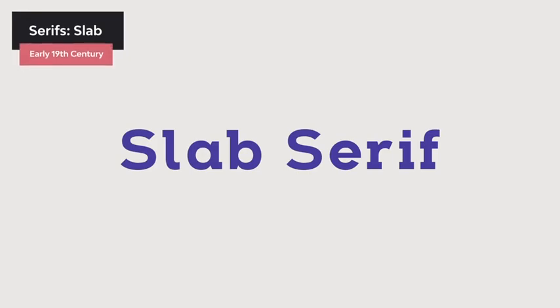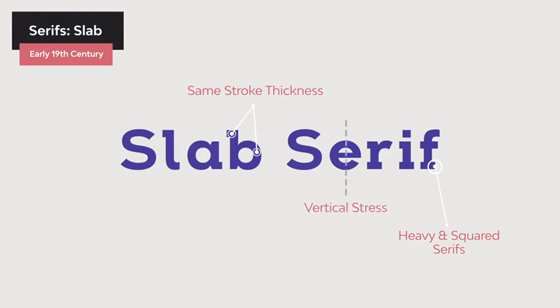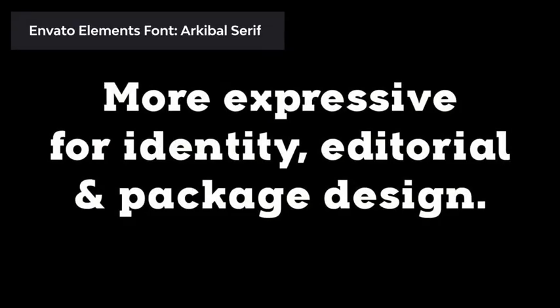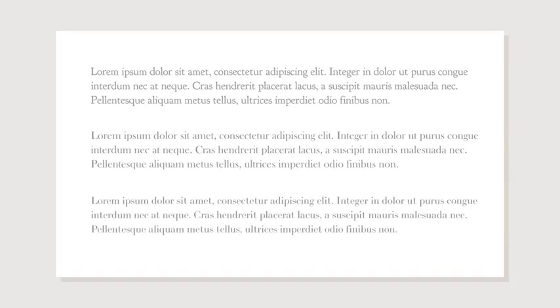And last we have the slab serif. These fonts are the easiest to identify from this category as they set themselves apart from the rest of the serif fonts. Some of the characteristics are: the serifs have a square shape and are heavier and thicker. The stroke is uniform throughout the characters. Characters include a complete vertical stress. A great example from Envato Elements is Archibald serif. With the exception of slab serifs, serif fonts can be used as body copy as they are easy to read and comfortable for the reader's eyes.